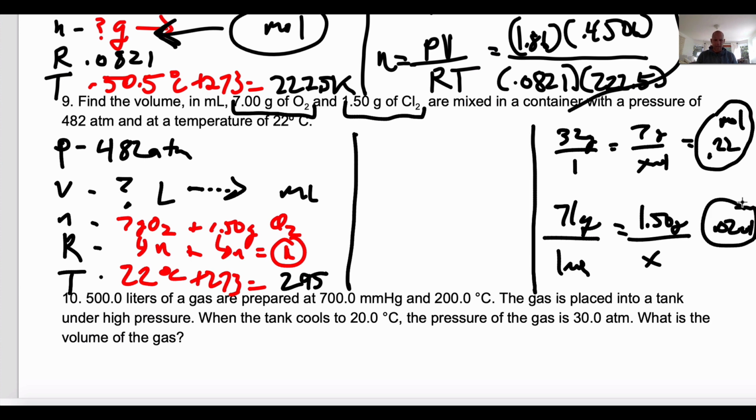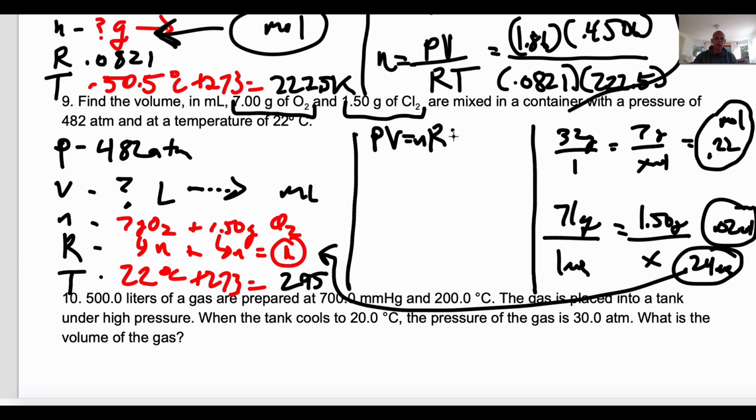So now we have to add that, and we get 0.24. So the value for the mole value, the value here, is 0.24. So now let's go through and find the volume in milliliters. So if PV equals nRT, divided both by P, V equals nRT over P.